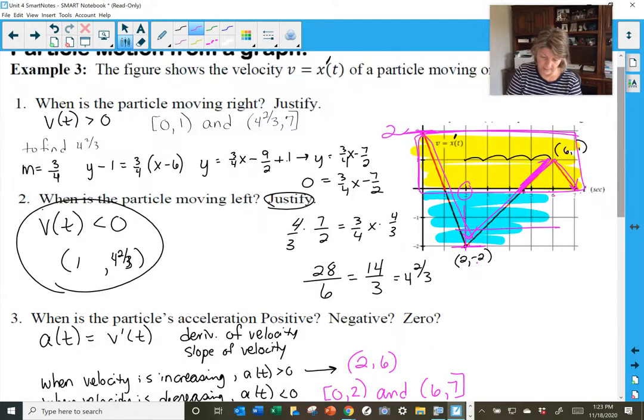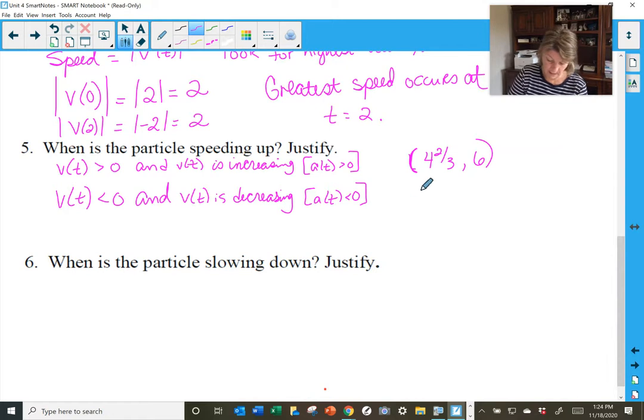So when does that happen? We're looking in the blue region, right? I'm looking down here in the blue region. And I need velocity to be decreasing as well. So velocity is negative because it's below, and then the slope of velocity is negative, and that is 1 to 2. I think that's one of the harder questions, is this one right here.